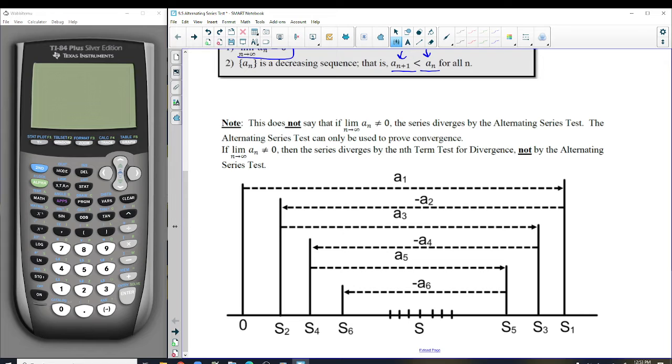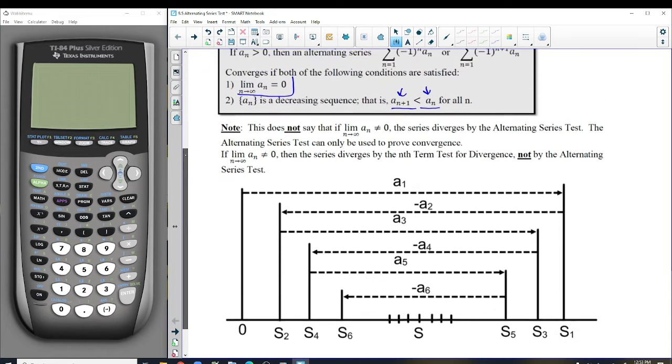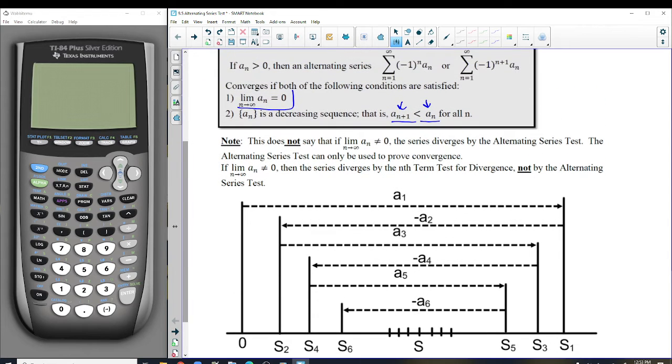Note, this does not say that if the limit as n approaches infinity of a sub n does not equal 0, the series diverges by the alternating series test. The alternating series test can only be used to prove convergence. If the limit as n approaches infinity of a sub n does not equal 0, then the series diverges by the nth term test for divergence, not by the alternating series test.